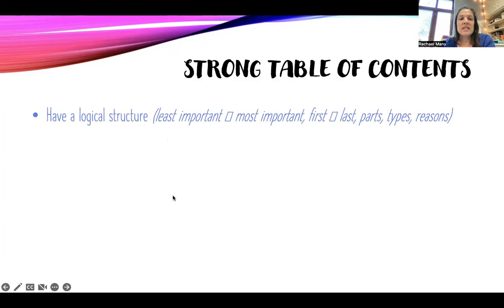One thing you got to think about is it needs to have a logical structure. So think about what's most important, what's least important. Usually you might want to start with your least important, then get to your most important. You might want to go from first to last if there's an order of events that are in your book. Talk about the different parts, the different types, the different reasons. So as you're brainstorming, kind of think about the order and make sure that it makes sense on the order that you do it.